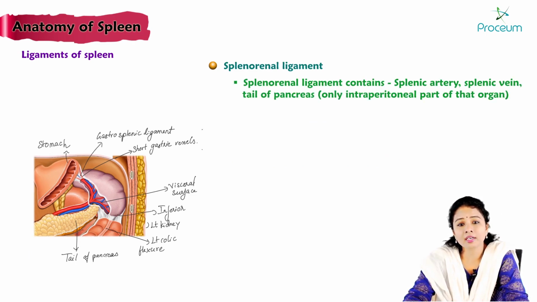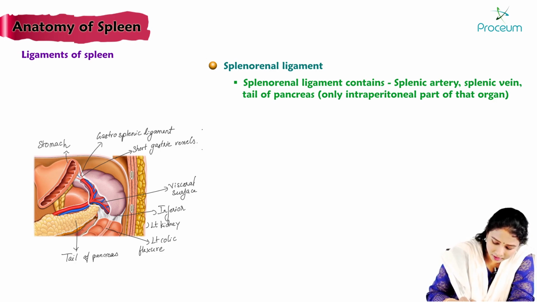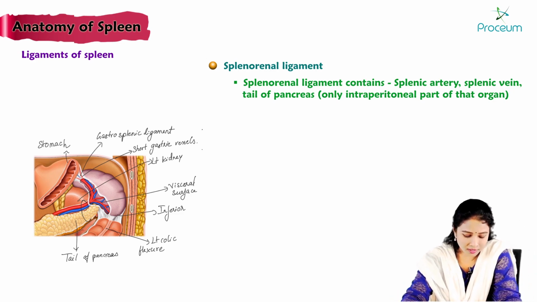Splenorenal ligament contains splenic artery, splenic vein and tail of pancreas. So we can see the tail of pancreas here ending near the hilum, and this is the splenic artery and splenic vein, which are the contents of splenorenal ligament. So here is the left kidney. It forms the splenorenal ligament, which contains the splenic artery, splenic vein and tail of pancreas.